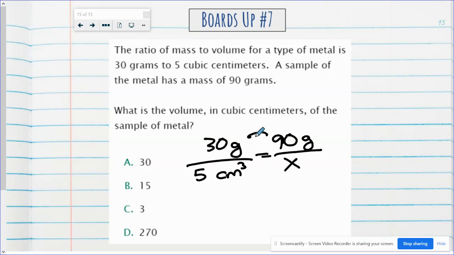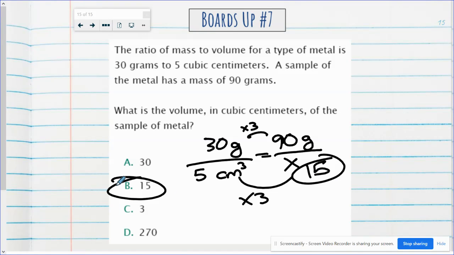So I want to go from 30 grams to 90 grams, which is going to be times 3. 30 times 3 is 90. 5 centimeters cubed times 3 will give us 15 centimeters cubed. And again, 30 grams to 5 centimeters cubed. 30 grams times 3 gives us 90 grams. So whatever we do to the mass, we do to the volume. 5 centimeters cubed times 3 is 15.